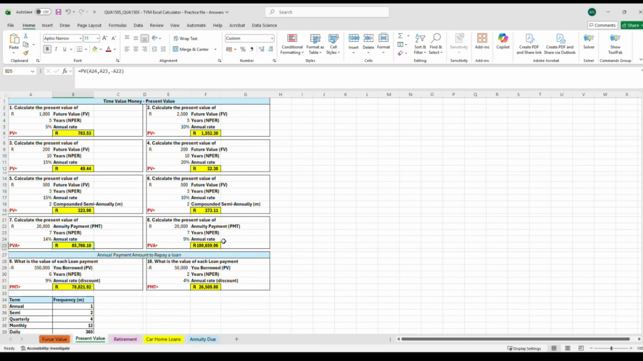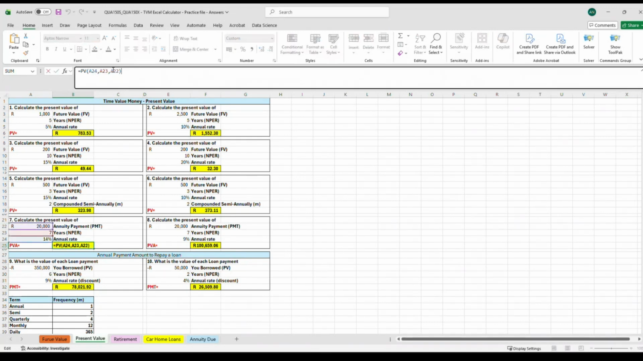Okay, then 7 and 8, also different calculations, but also asking for PV equals PV. So the difference here is that we have a PMT, we don't have a FV. The others we had a FV. So I'm going to select rate, comma, NPER, comma. Now we do have a PMT. We select that, PMT, close the bracket, enter. But however, our answer is negative. So how do we fix that? We need to check where do we have a value, A22. So we go to our formula, in front of A22, we put a minus.